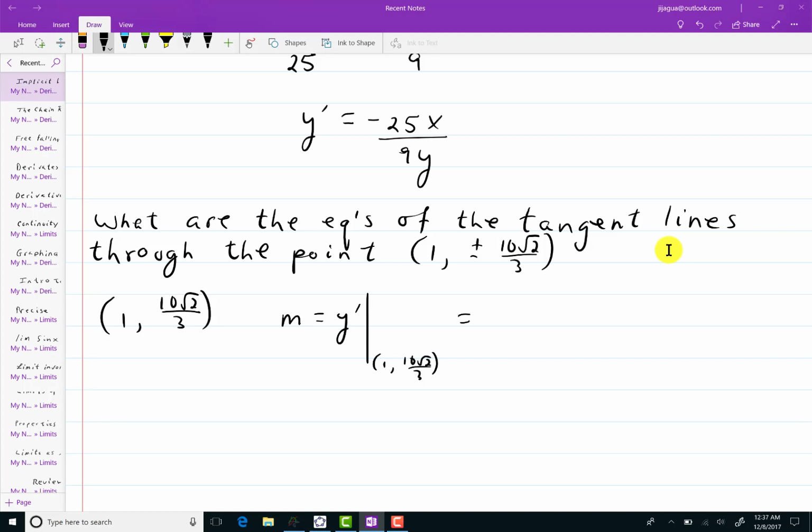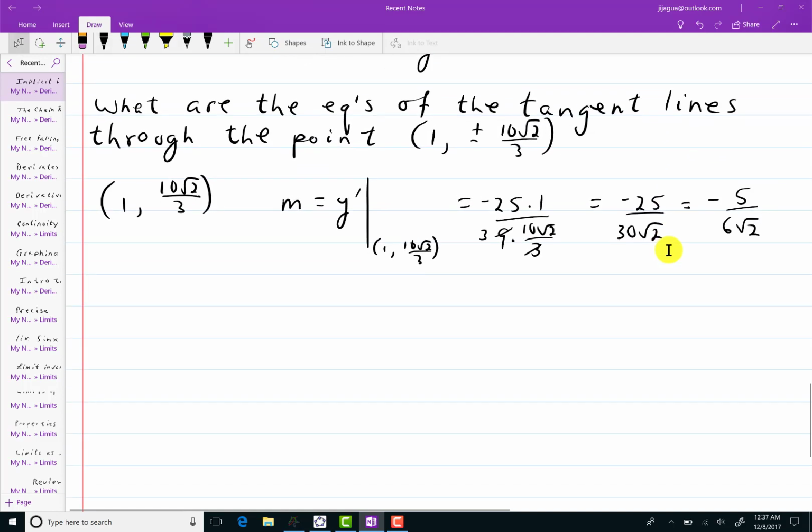I have negative 25 times 1 all over, and then I have 9 times 10 radical 2 over 3. Well, that's nice. It simplifies a little bit here. See, I can take this 3 goes into 9 3 times, so I have negative 25 over 30 radical 2. Oh, this actually does a pretty good job of simplifying. I'm going to have negative 5 over 6 radical 2. Don't worry about putting the radical in the numerator. It does you absolutely no good.